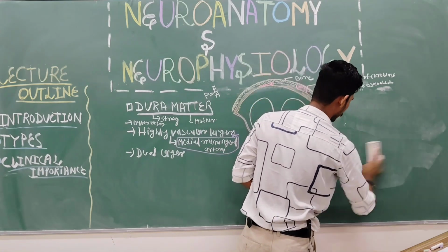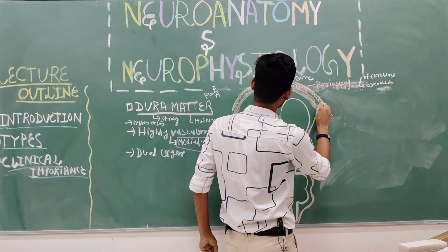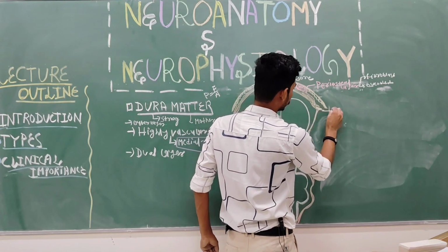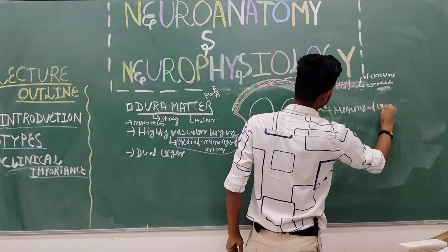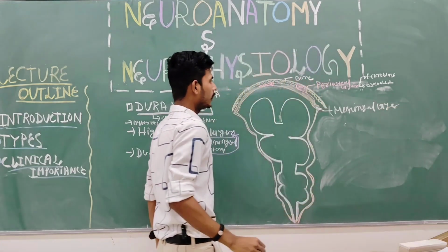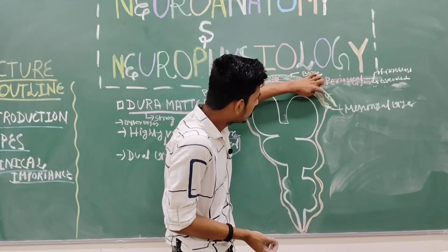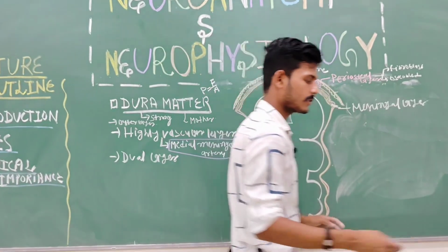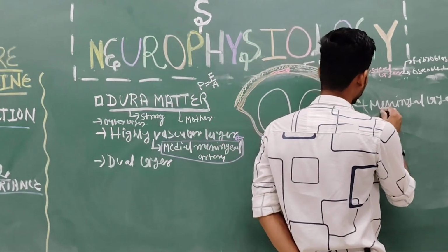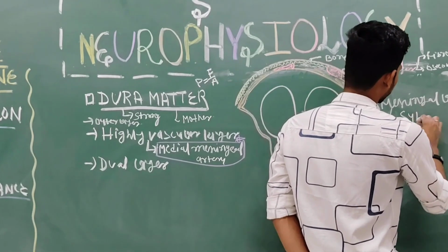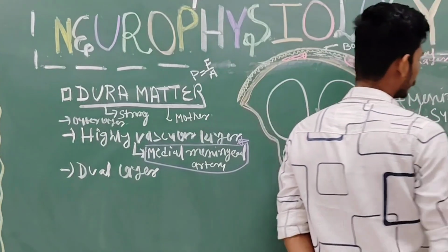As I said, that's called the meningeal layer. This red one, as you are seeing, is your meningeal layer of dura mater. Between the periosteal layer and the meningeal layer, there is another space, and that space is called the subdural space. Okay, write it down. Generally, no space is present.